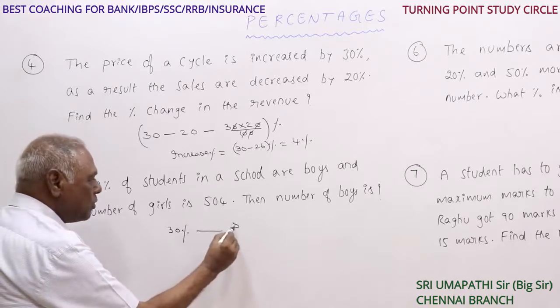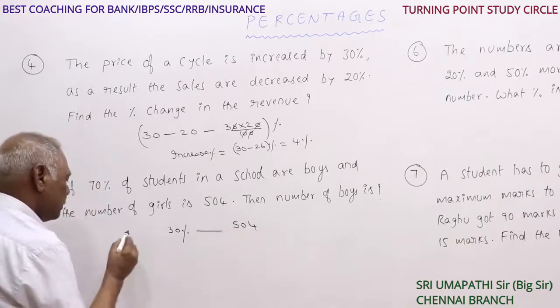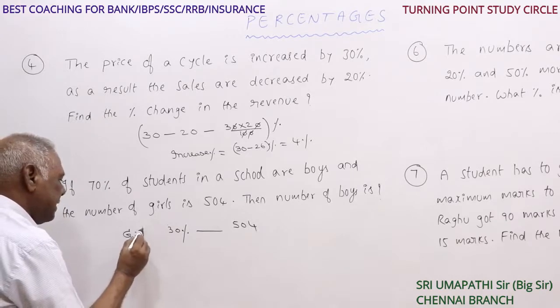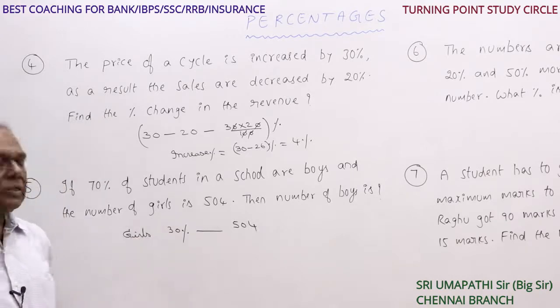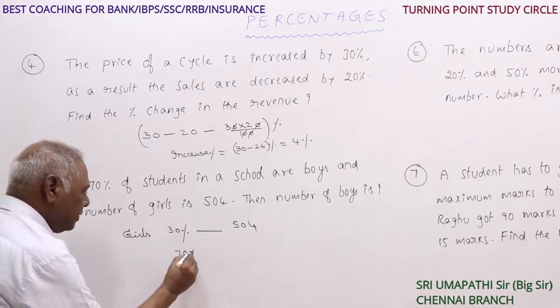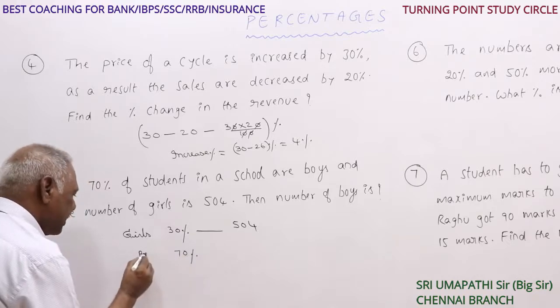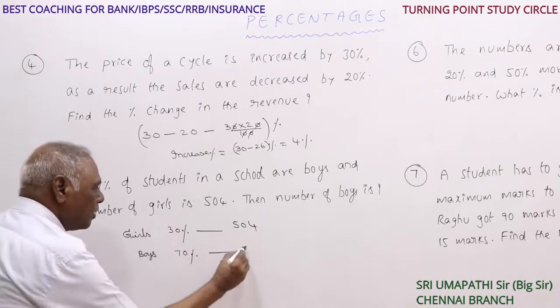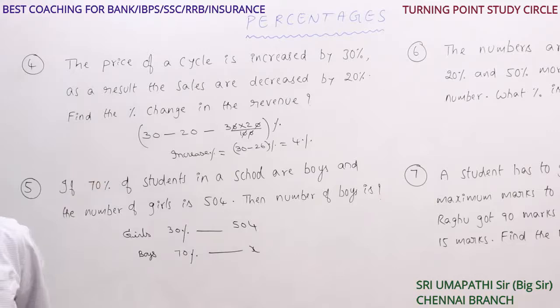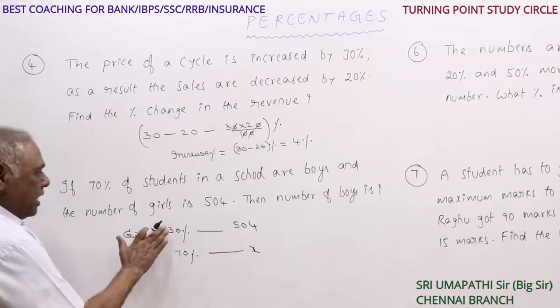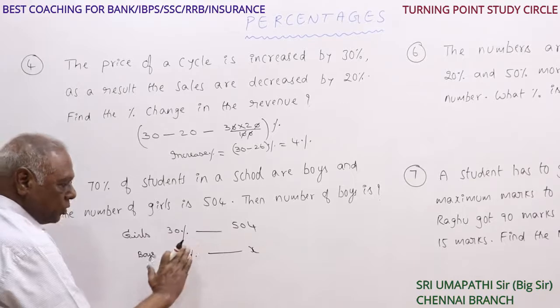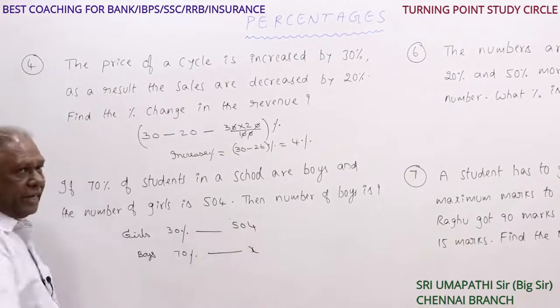So 30% is equal to 504. So girls, that is 30%, it is 504. So what is 70%? So boys, it is 70%. How much? So 30% of x is equal to 504. We can find what is x, afterwards what is 70% of x. Not necessary, it is by cross multiplication. 30 into x is equal to 504 into 70.